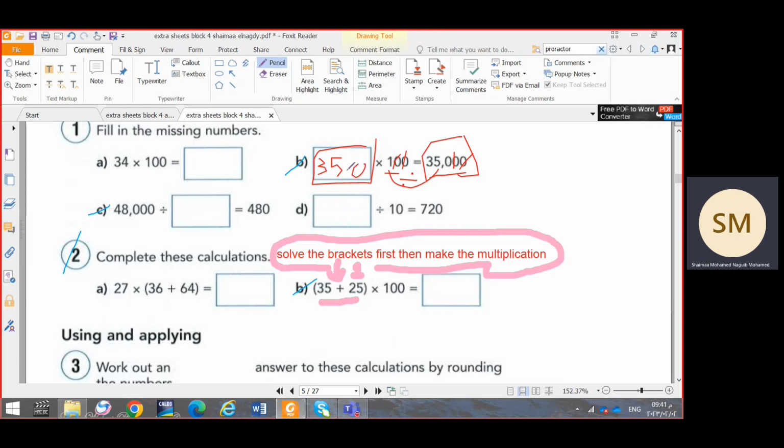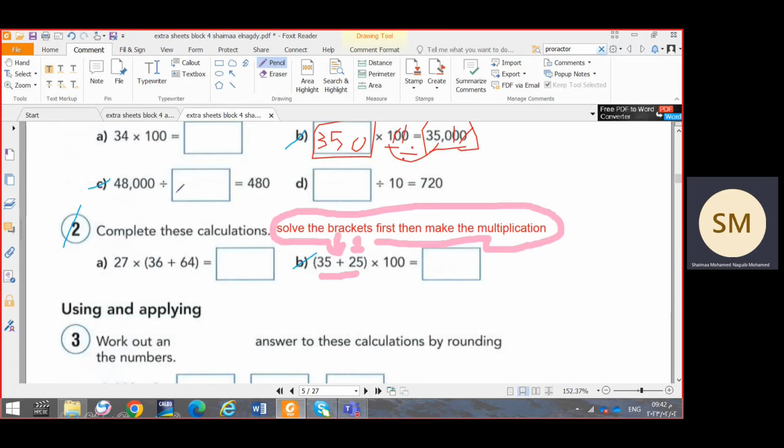I will say to myself 350 multiplied by 100. I will add the zeros. So 1, 2, 3. So I will add 3 zeros as it's clear here. Then I will say to myself 35 multiplied by 1. It will be 35. Okay, what about this one?